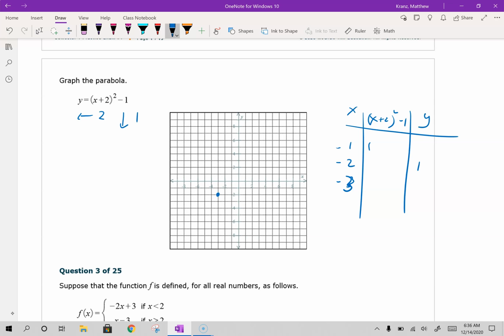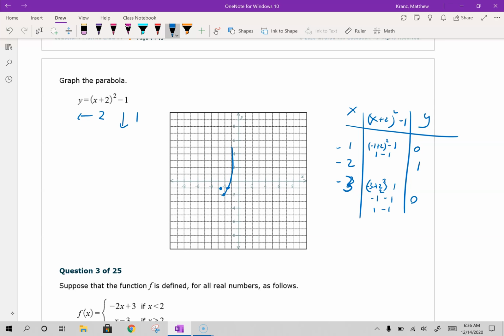So if I have -1 plus 2 squared minus 1, that's going to be 1 squared, which is 1, minus 1, which is 0. So -1, 0. Oops, I'm sorry, I put that in the wrong spot. These are 2's. So -1, 0 would be right there. And now, if I put a -3 in, -3 plus 2, which is -1 squared minus 1, -1 squared is 1, minus 1 is also a 0. So I can put a 0 in right there.